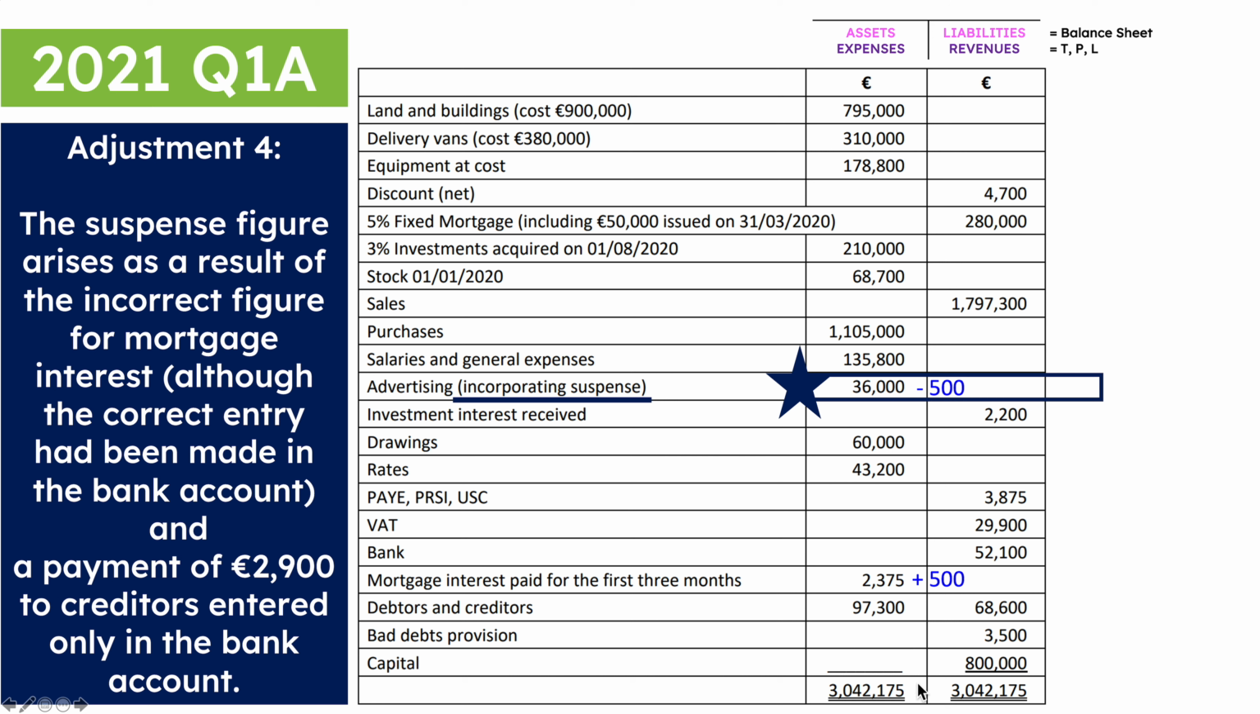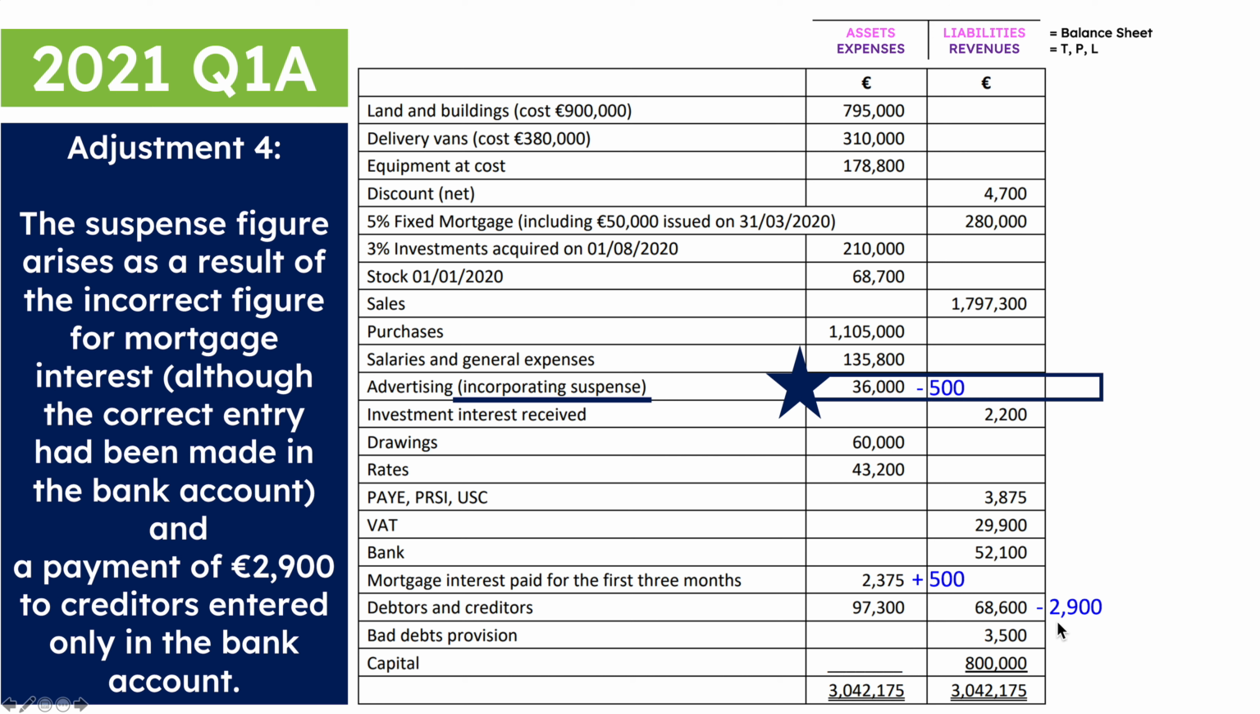Next then, we'll take the second one. So a payment of 2,900 to creditors entered only in the bank account. Okay, so entered in the bank account, what account wasn't it put into? So I didn't adjust my creditors account. So this creditor here is a liability. If I pay them 2,900, my debt to them is going to reduce. So I'll minus 2,900 to the creditor's account.